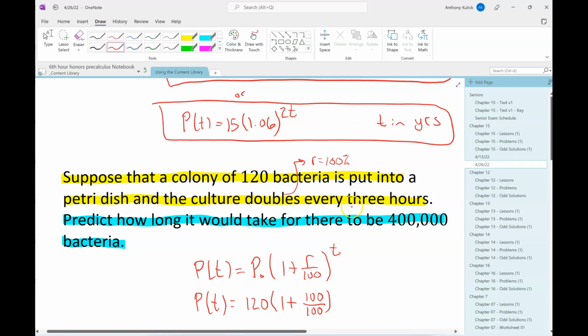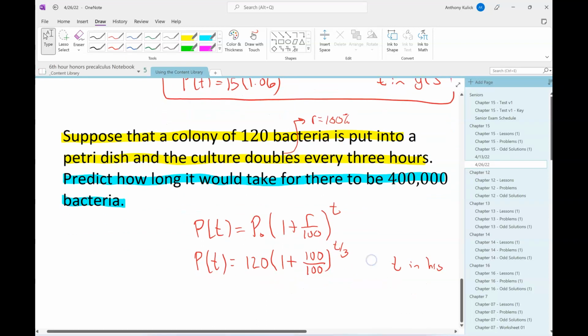All right, and then this is happening every 3 hours. So what unit for T would you want to write this in? I agree, in hours. So how much of a rate of change happens in 1 hour? 1/3. So instead of T, we'll write T over 3. Okay, so there's our model. Notice that if I simplify this down, 1 plus 100 over 100 is just 2. And boy, that looks a lot like doubling now, doesn't it?